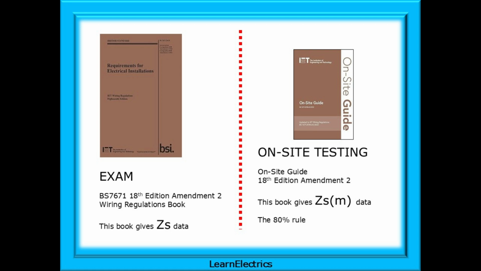This is Amendment 2, and this book gives Zs data, sometimes called Zs tabulated. Hopefully, you've already downloaded the Amendment 3 supplement to attach to it. If not, we will leave a link in the description to this video where you can download a free copy. The On-Site Guide, or OSG, gives Zsm, Zs measured data in the tables, and the numbers are not the same as in the regs book. You cannot take the On-Site Guide into the 18th edition exam.